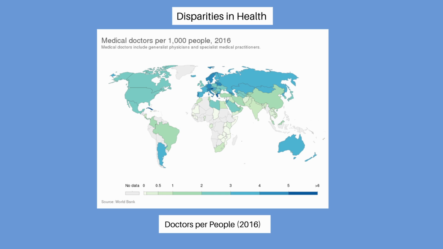Typically, there are more doctors per person in high-income countries, and they are better prepared to prevent diseases occurring. They have greater access to clean water, for example, which reduces diseases contracted via dirty water.